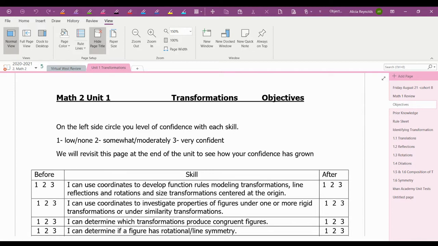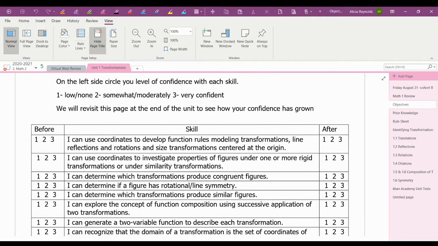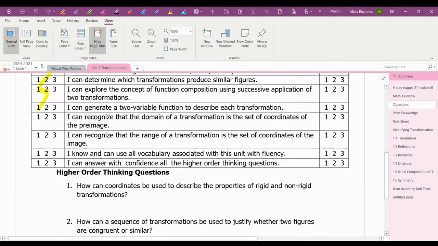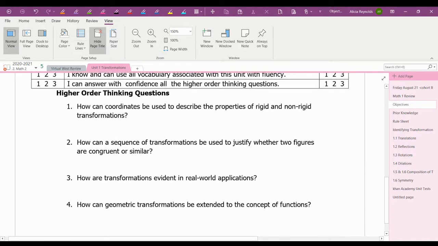So everybody should have this page and I want you to read each skill and we're going to only be filling in this left side. We're not going to fill in the after side. So I want you guys to fill in this page and I will collect it from you when I see you in class. So cohort A, you'll have time to do this in class Monday and Tuesday. Cohort B, I expect you to do this on Monday and I will collect it from you on Thursday and Friday.